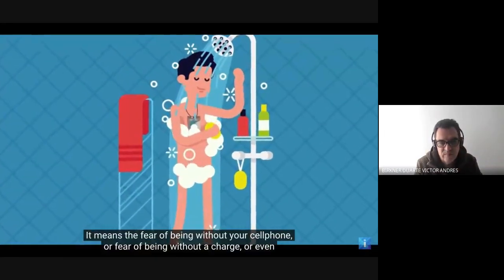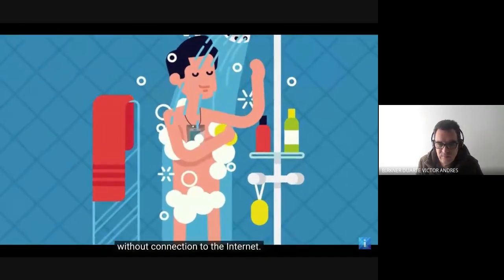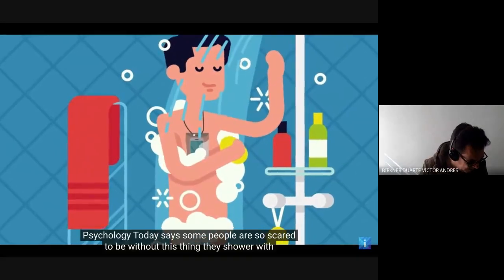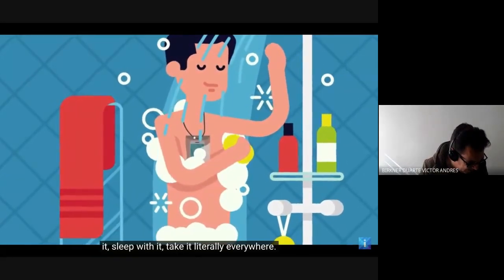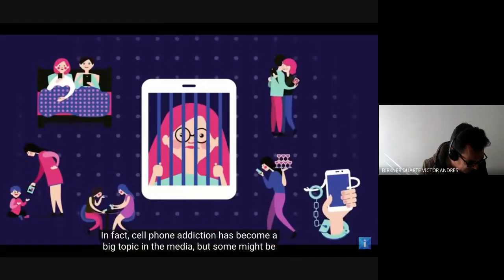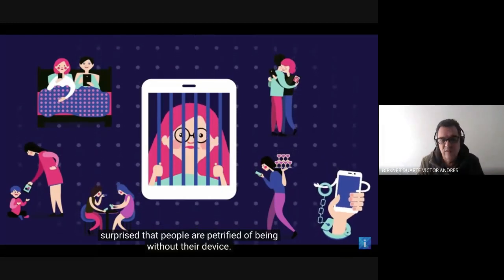Number 7, nomophobia. Nomophobia is weird, but according to reports, it's become very common among the younger generation. It means the fear of being without your cell phone, or fear of being without a charge, or even without connection to the internet. Psychology Today says some people are so scared to be without this thing, they shower with it, sleep with it, take it literally everywhere. In fact, cell phone addiction has become a big topic in the media, but some might be surprised that people are petrified of being without the device.